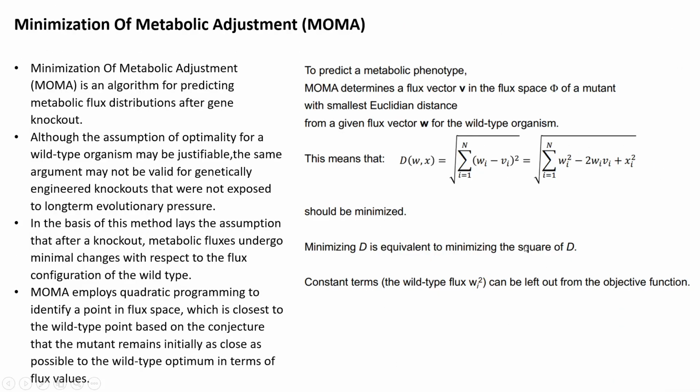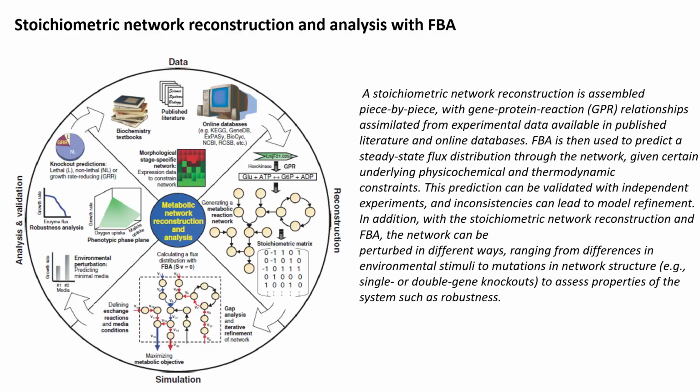Now moving on from the objective function, we'll move on to something called minimization of metabolic adjustment. This is a variation of FBA. Minimization of metabolic adjustment, which is MOMA in short, is an algorithm for predicting metabolic flux distributions after a gene knockout. So remember we talked about certain perturbations here.